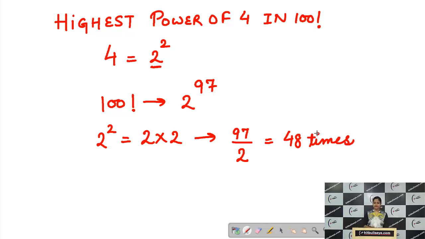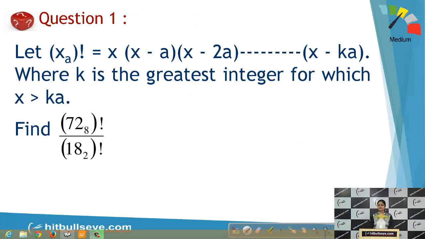So that was the method to solve factorial questions. Let us start with more examples. Question number 1 is a simple question based on the definition of factorial only. It says, let x a factorial be x into x minus a into x minus 2a and so on up to x minus ka, where k is the greatest integer for which x is more than ka. Find 72 8 factorial and 18 2 factorial.